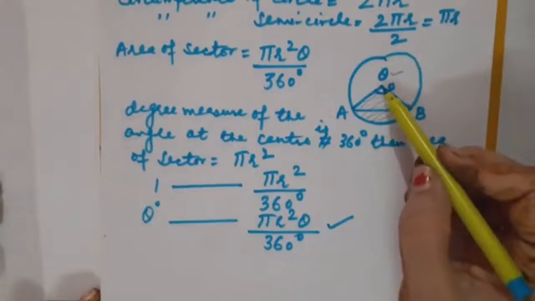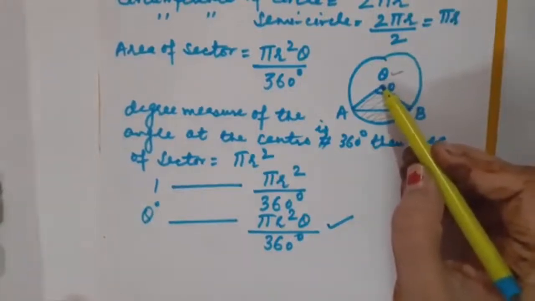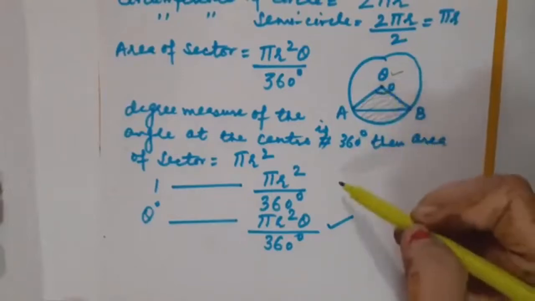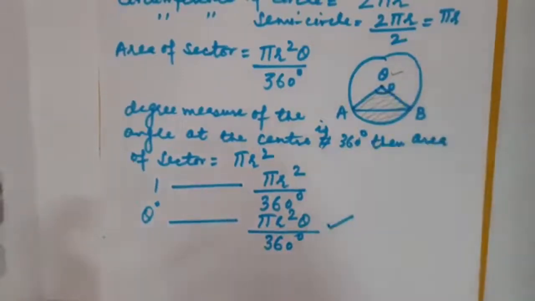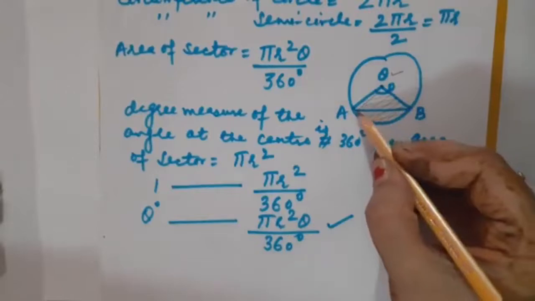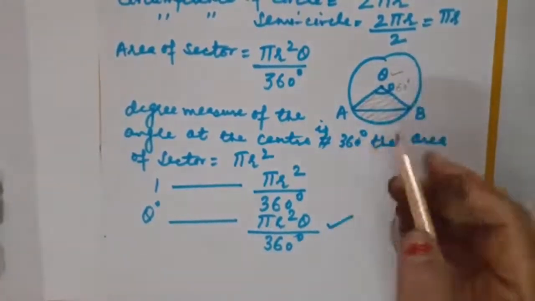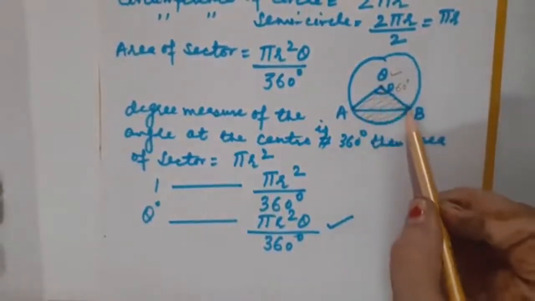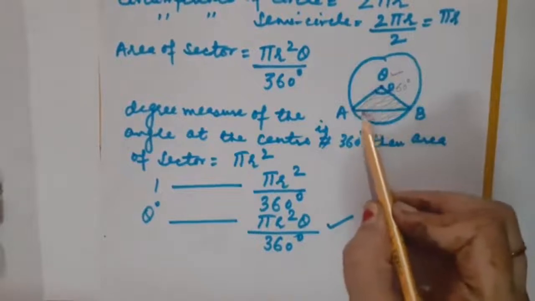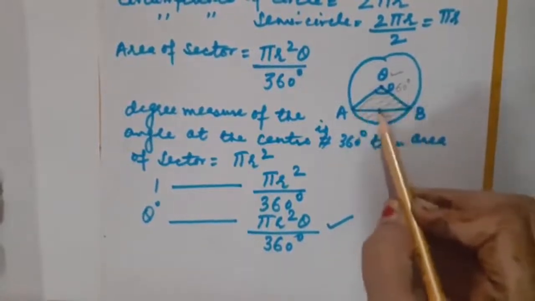So it depends on what angle is formed at the center. It can be 60 degree, it can be 90 degree, correct? Let us understand this point here. For example, if this center angle, angle AOB, is 60 degree, AO and OB are both radii, correct? And when I join AB, you can see that AOB is a triangle.